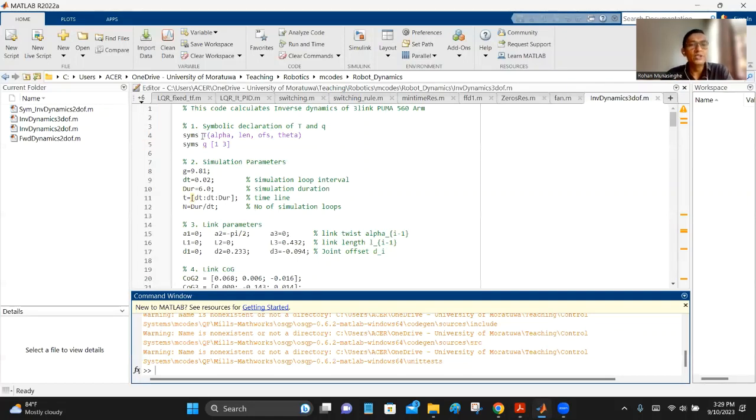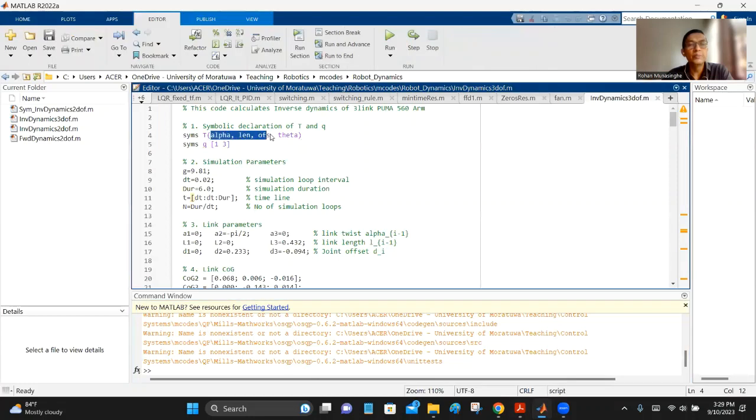In the simulation, we first use the DH parameters as symbolic parameters because I'm going to use these parameters at different joints so that they get different values, not fixed values. So alpha, length, offset, and theta. Okay, 4 parameters, and I have joint angles, 3 of them, Q1, Q2, Q3. So they're all now symbolic variables, so that I can use some symbolic mathematics here.